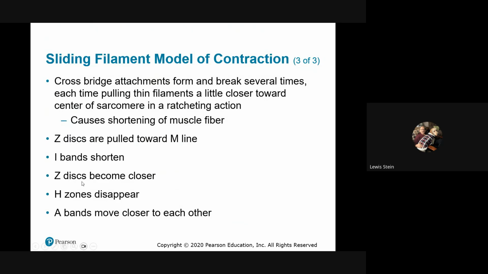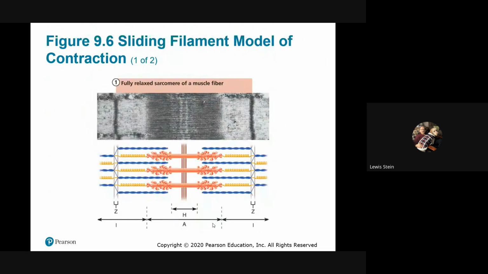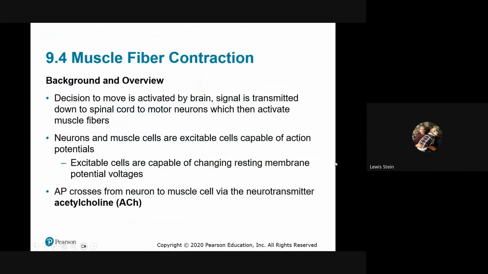The Z discs are pulled closer together. Those are the walls coming in. The H zone disappears, and the A bands move closer to each other. I don't know about that, but maybe they do. But good enough. And there's that illustration I showed you a couple of times.